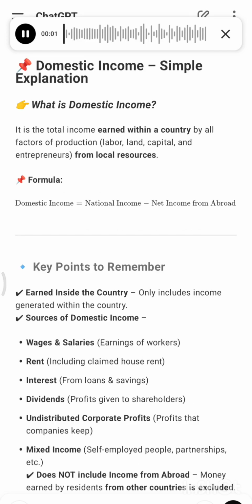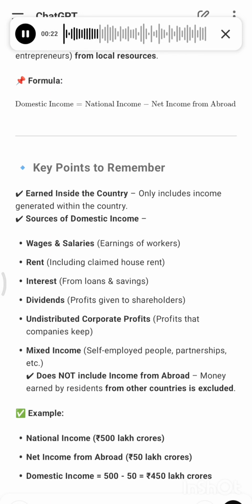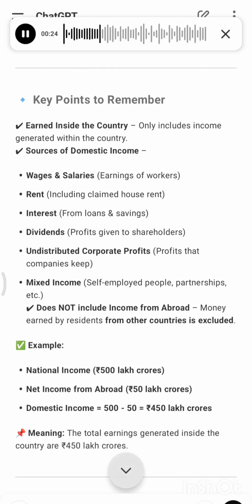Simple explanation. What is domestic income? It is the total income earned within a country by all factors of production, labor, land, capital, and entrepreneurs, from local resources. Formula: domestic income equals national income minus net income from abroad. Key points to remember: earned inside the country only, it includes income generated within the country.